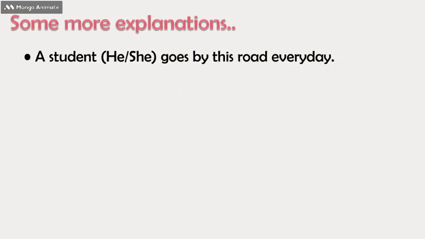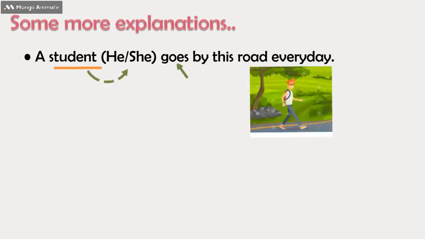The first one is a student goes by this road every day. A single student can be said as he or she. So that's third person singular. Therefore, we have to use the verb plural form. Here we use in the sentence, a student goes by this road every day. Here we don't need to say every day in the sentence, because if you say a student goes by this road, then the reader can understand this action is happening all the time. That's why this sentence is a present simple sentence.